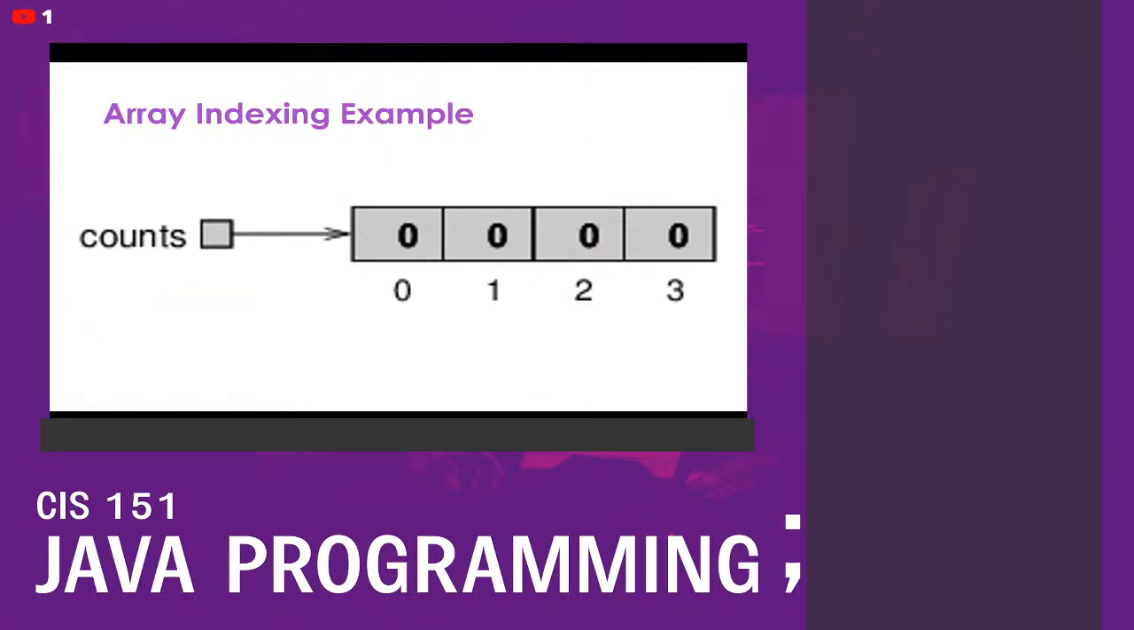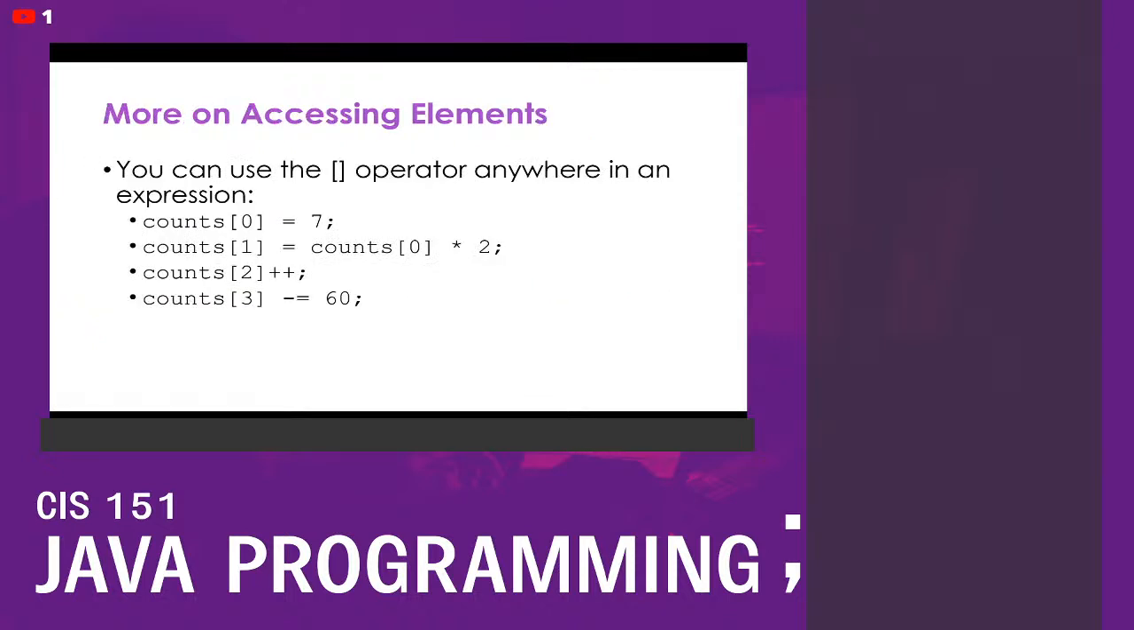Here are some more examples of that, right? So we have this, we could say counts 0 equals 7, counts 1 equals counts 0 times 2. So we can access these elements specifically. Counts 2 plus plus, we're incrementing counts in the index location of 2 by 1. Counts 3 minus equals 60, we're decrementing by 60 for counts in the index location 3.